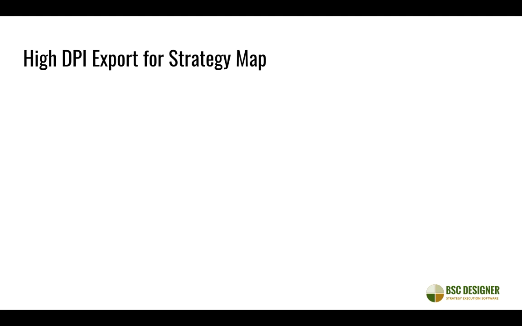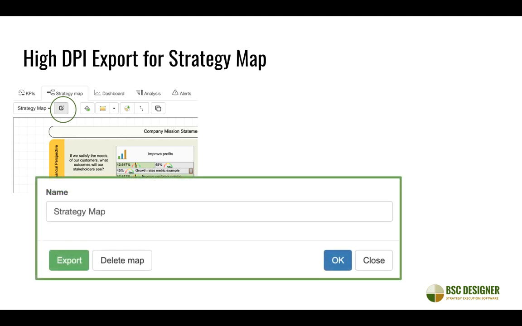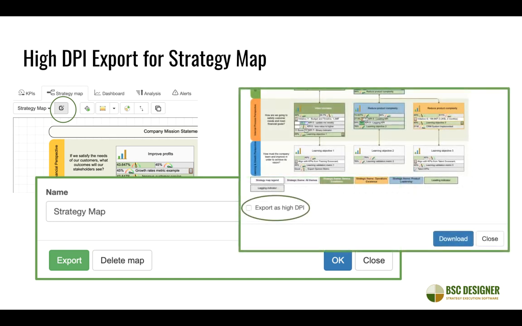So, first of all, a lot of you are using strategy maps in your strategic presentations and printing them out. So we improved this a little bit. If you go to strategy map settings and click on the export button, you will see the classical dialog to export the strategy map. But now in this dialog, you will find this checkbox, export as high DPI. What this checkbox does is help to export your map in high resolution.